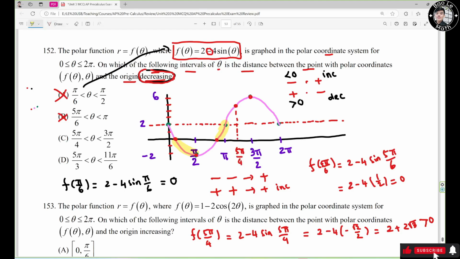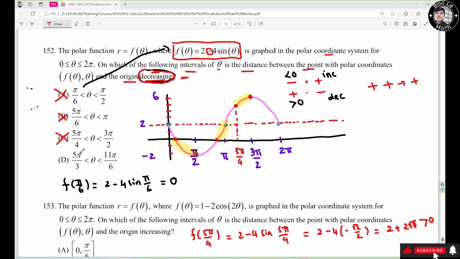Now the interval is from here to here. It's above the axis, so it's positive, and it's increasing, so it's another positive. Positive times positive is positive, but we need negative, decreasing. So the answer choice C is wrong. Now the last one, 5 pi over 3 to 11 pi over 6. We don't need to calculate it. We know that this interval should be between 3 pi over 2 and 2 pi, so it's somewhere around here. This one right here is 5 pi over 3.